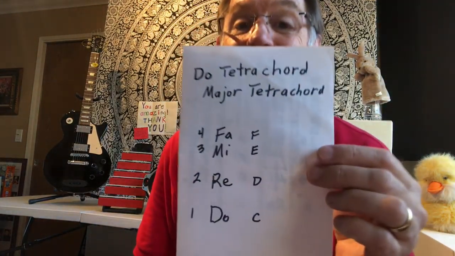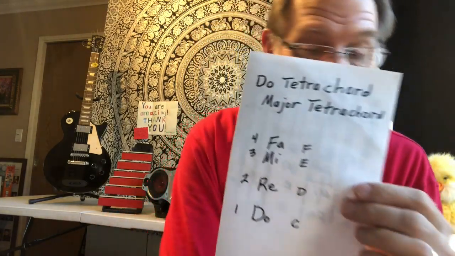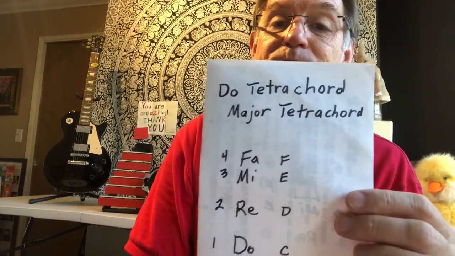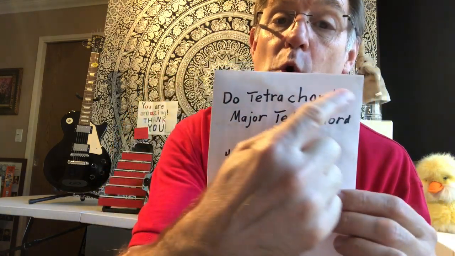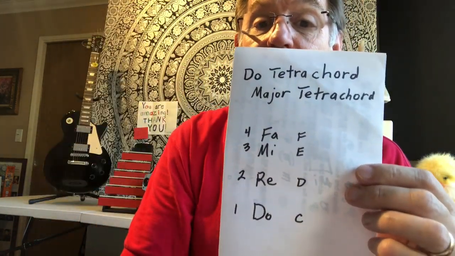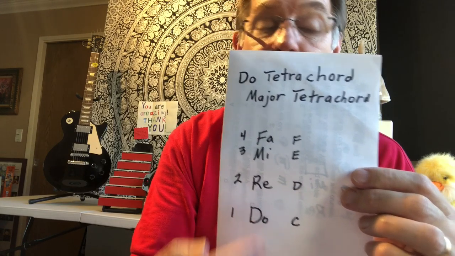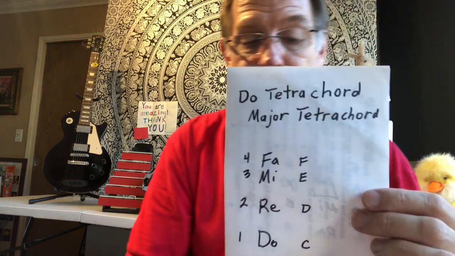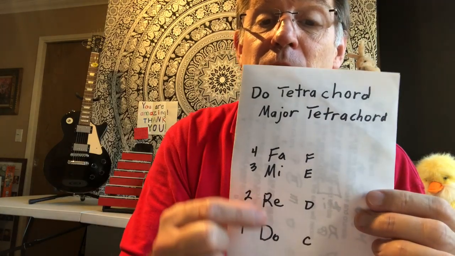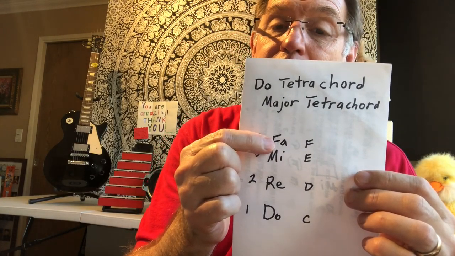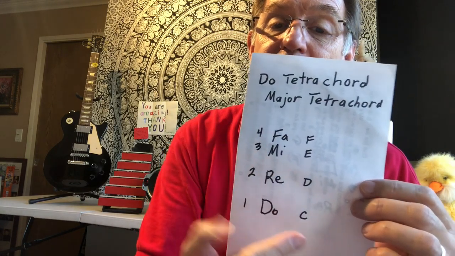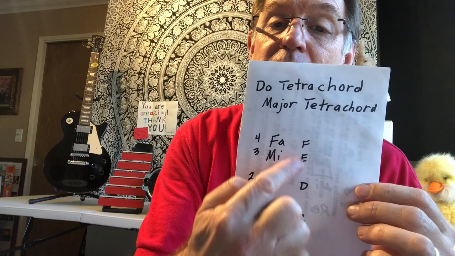Now, last time we were together, we talked about the Do tetrachord. Remember that? Okay, that means it's the first four sounds of the major scale. Tetra means four. Chord means string. They're strung together like beads on a string, no gaps, right? So, like this one, do, re, mi, fa, right? We know that's one, two, three, four, in the key of C, C, D, E, F.